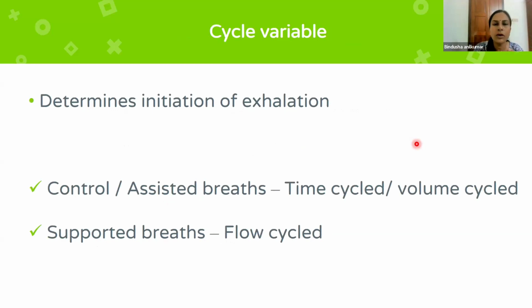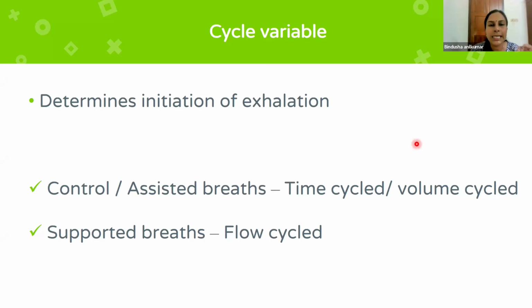Okay, now we are going on to the next parameter, that is the cycling. Cycling will determine the initiation of exhalation. So the cycling parameter will tell the ventilator when to end the inspiration and start the exhalation. So how does the ventilator actually start the exhalation? Exhalation is a passive process. The ventilator just has to open the expiratory valve and the patient will cycle into exhalation.